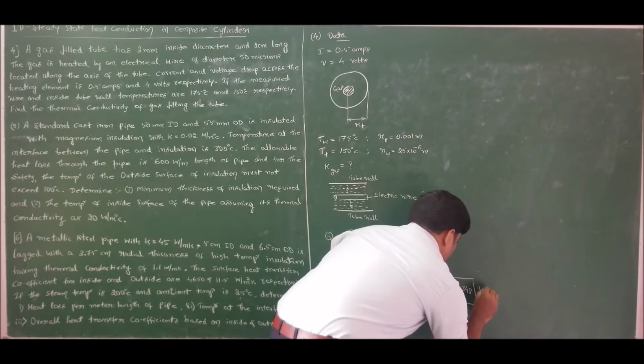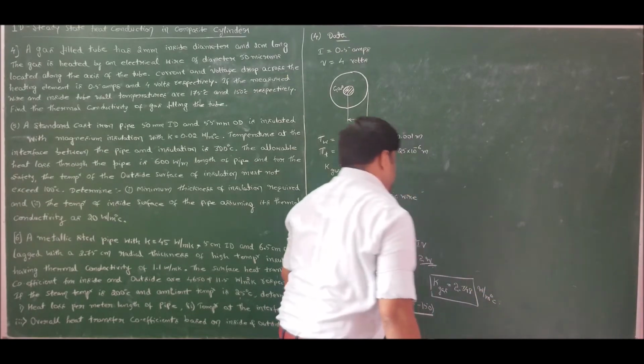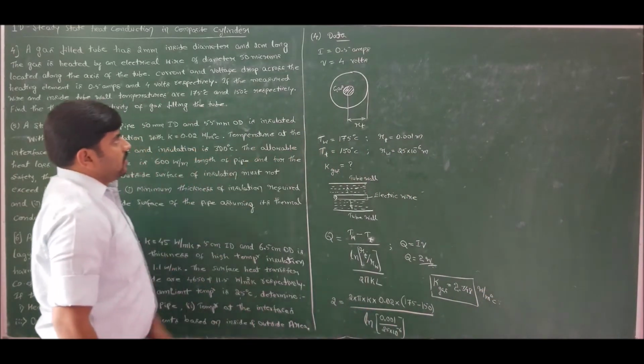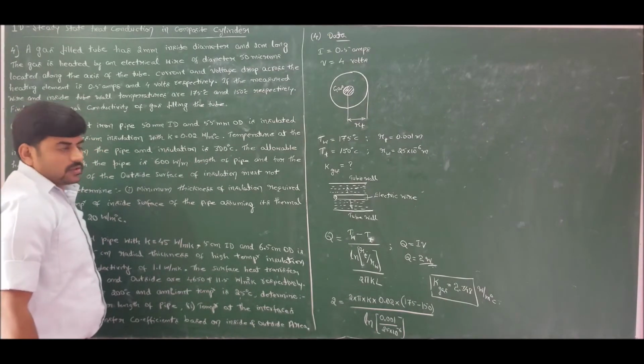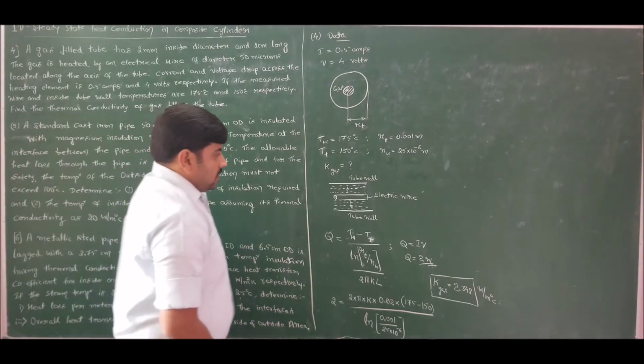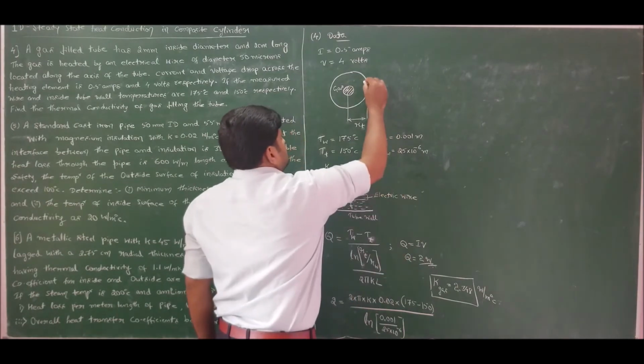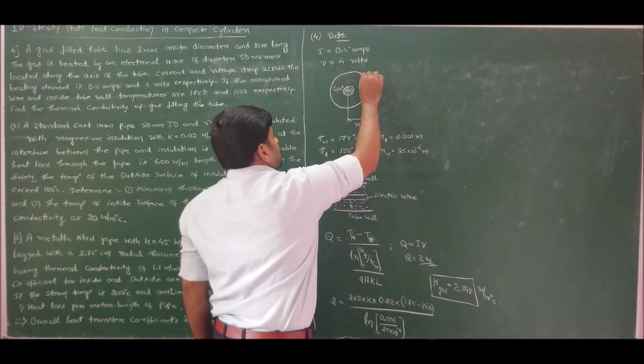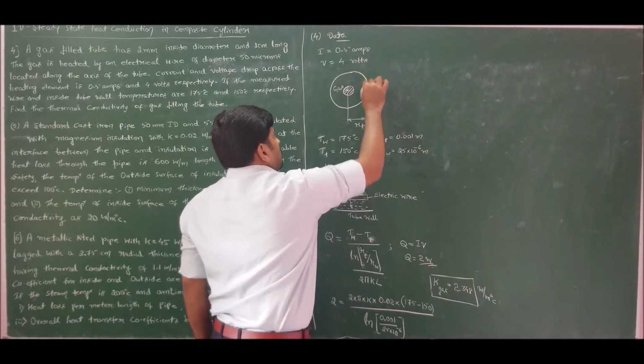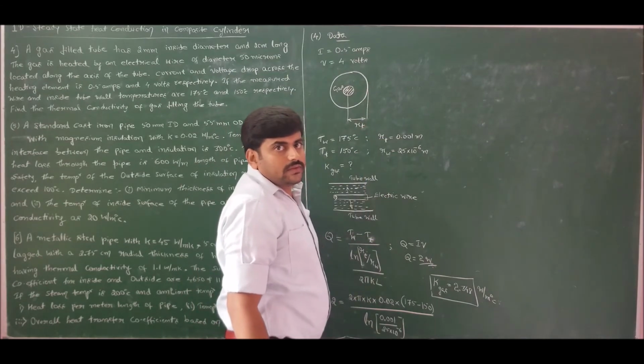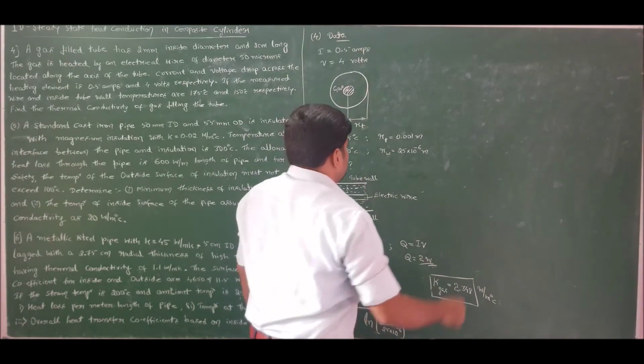Unit is watt per meter degree Celsius. So this is the solution for problem number 4. Whereas if we ask the heat transfer between the gas and the inside tube wall, then it is because of convective heat transfer.